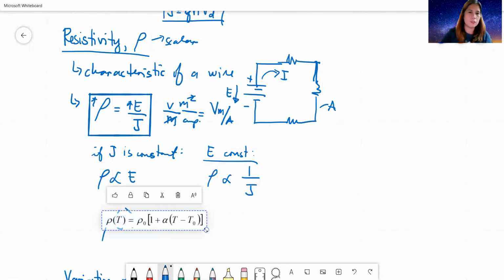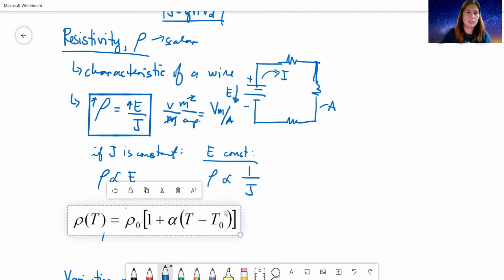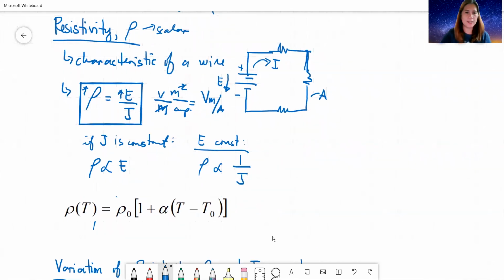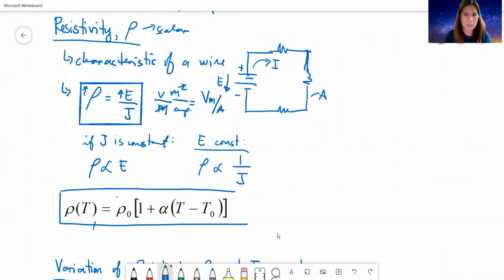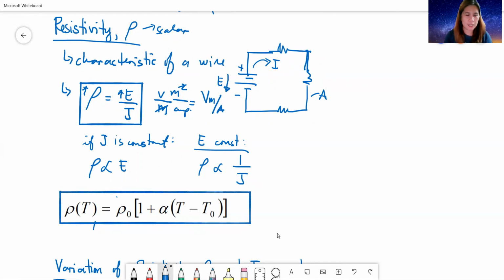Okay. So resistivity is temperature dependent with this relationship here. So this gives us resistivity as a function of temperature. You have resistivity at a certain reference temperature, wherein the reference temperature is usually 0 degrees Celsius or room temperature, 20 degrees Celsius. Depending on what reference that we are using.